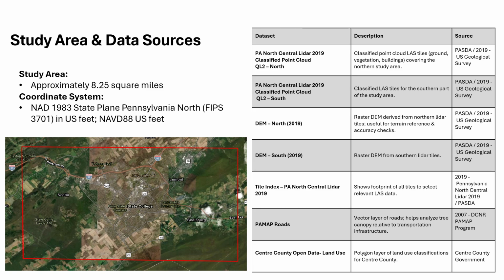I will use the tile index data to efficiently select the relevant tiles covering the study area across the north and south regions. In addition to this, with the LiDAR, I will incorporate the PatMap roads layer and Centre County open data land use to examine tree canopy relative to urban infrastructure and land use. This combination of LiDAR and vector data allows for 3D mapping of trees, canopy coverage, and their spatial relationship with streets and other built features. These datasets support analysis relevant to urban planning, green space management, and environmental monitoring within Centre County.